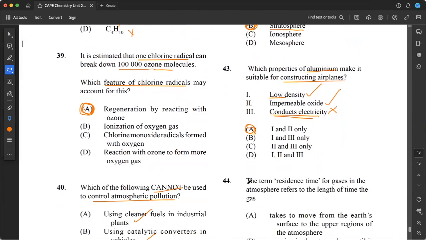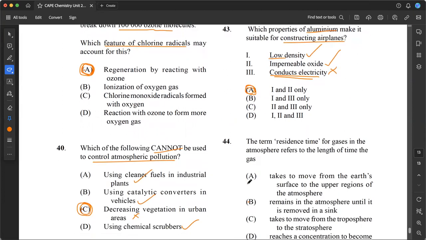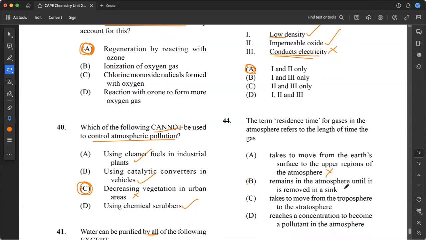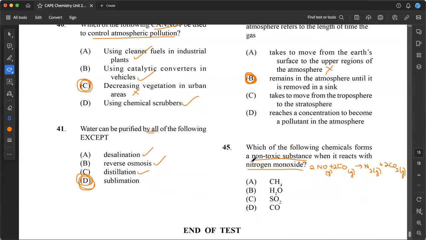Let's go down to 44 now. 44 says that the term residence time for gases in the atmosphere refers to the length of time the gas takes to move from the Earth's surface to the upper regions. That's not true. Is it the length of time that the gas remains in the atmosphere until it is removed in a sink? Yes, that's what we mean by residence time. How long does it linger in the atmosphere until it's removed by a sink? That's our residence time for that gas in the atmosphere. So 44 is B.